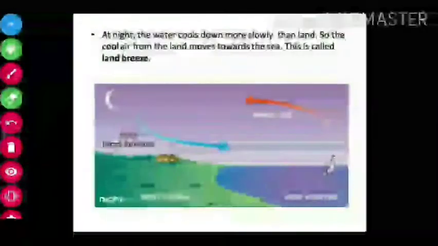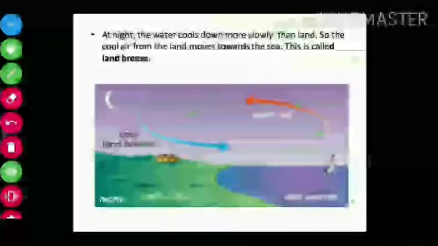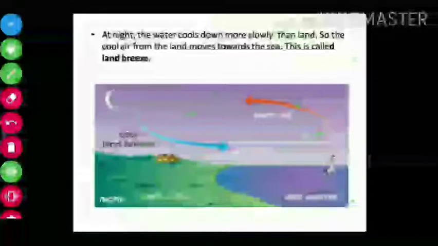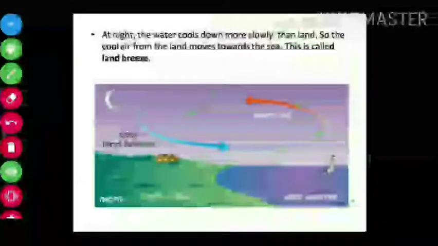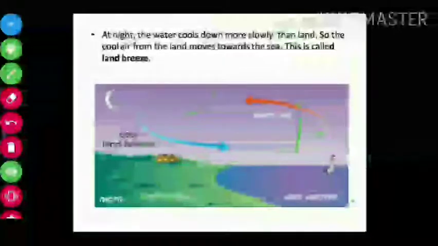Then we will see the land breeze. When will the land breeze come? It will come at night. During night, the land becomes cooler faster, and the water which has been heated in daytime will cool down more slowly than land. It cannot cool fast. So the water will be hot, or warmer than the land, and the land will become cool easily.